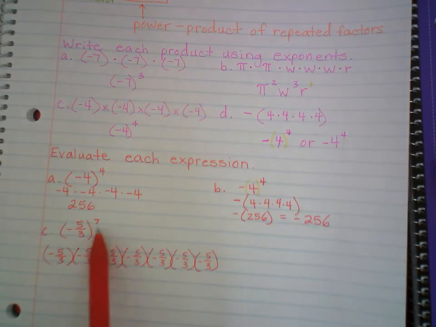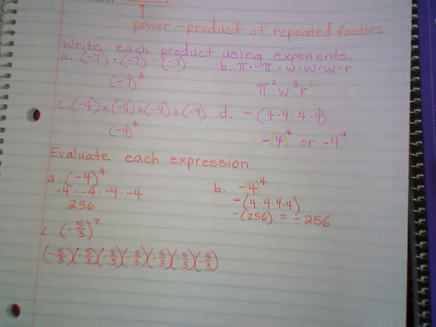So, right off the bat, it's an odd number, guys. We're multiplying a negative number by itself an odd number of times. So if it's an odd number of negatives, it's going to be a negative answer.